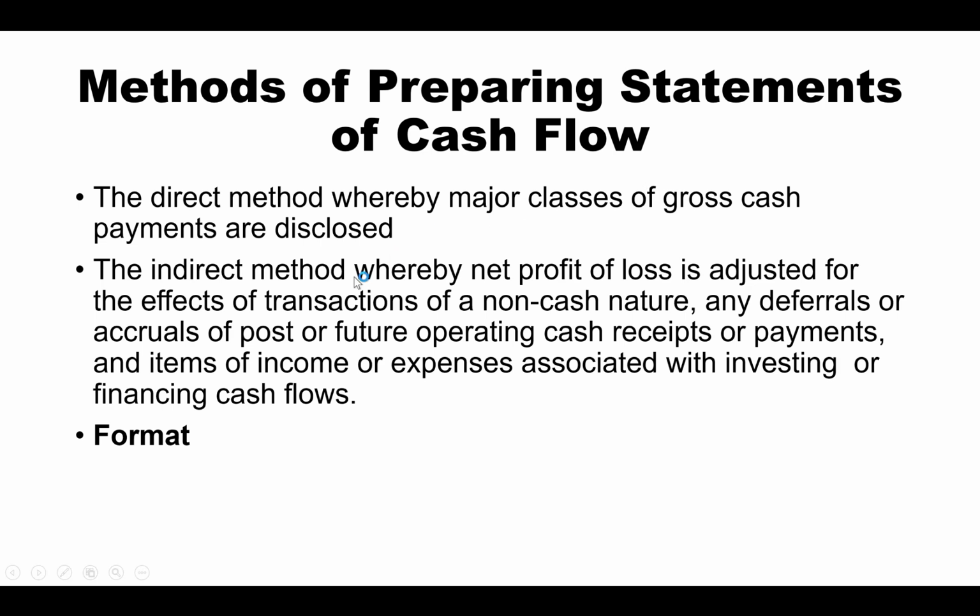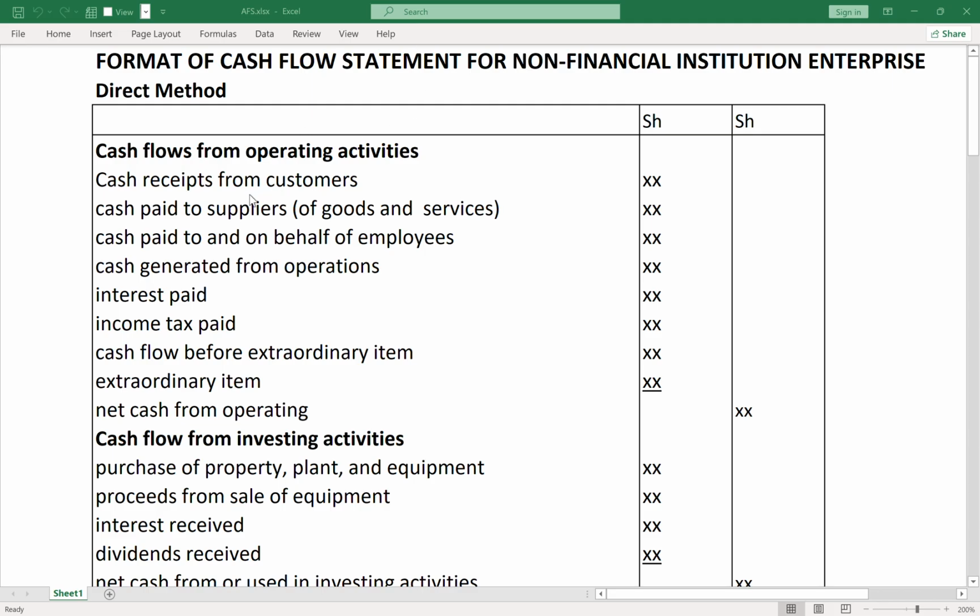So let's look at the format. For the format, we are going to look at two types, the non-financial institution and the financial institution enterprise. Let's start with the format for the cash flow statement for a non-financial institution enterprise. We start with the direct method. In both scenarios, you have to have the three cash flows from operating, investment, and financing.